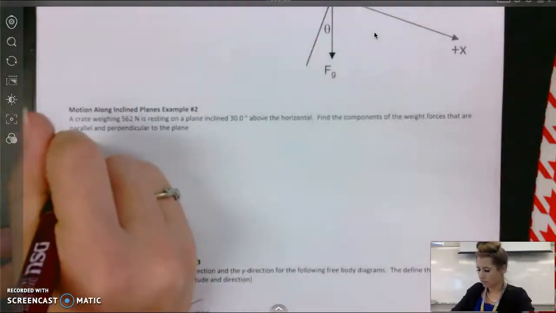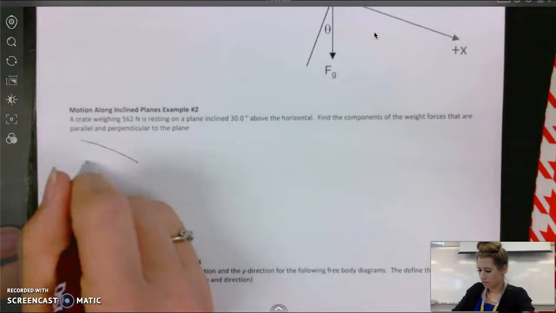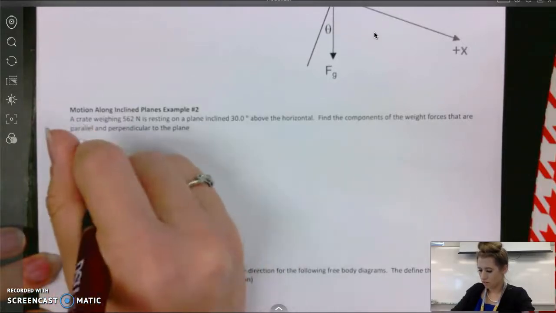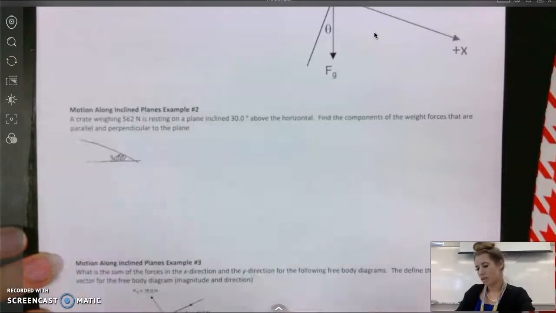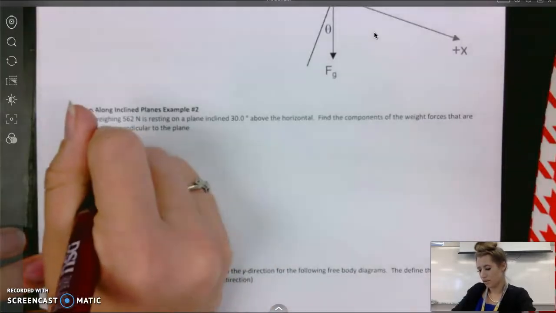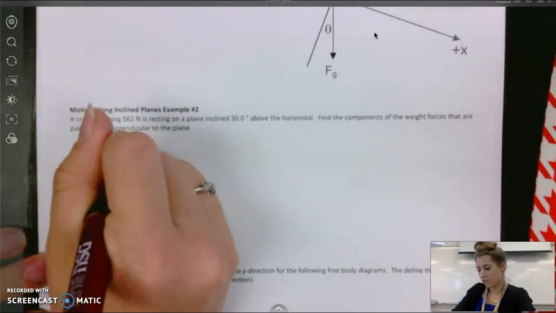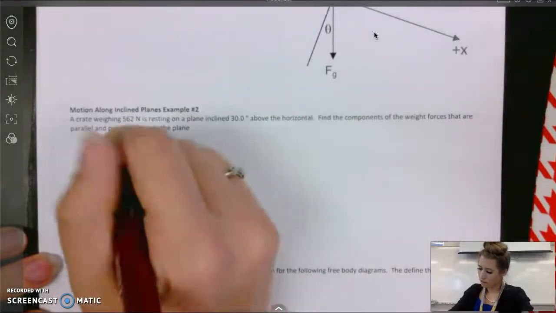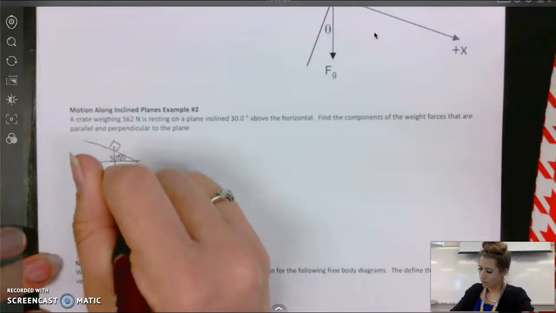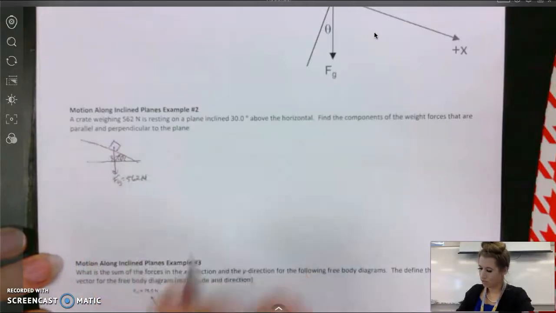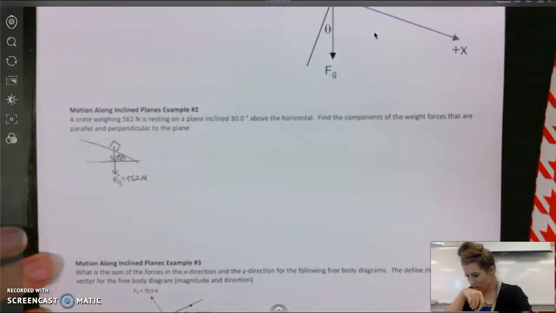So we have 30 degrees above horizontal. Okay. And then we have the crate sitting there. Its weight, or its force due to gravity, is 562 newtons. Okay, it's at rest. Find the components of the weight force that are parallel and perpendicular to the plane.